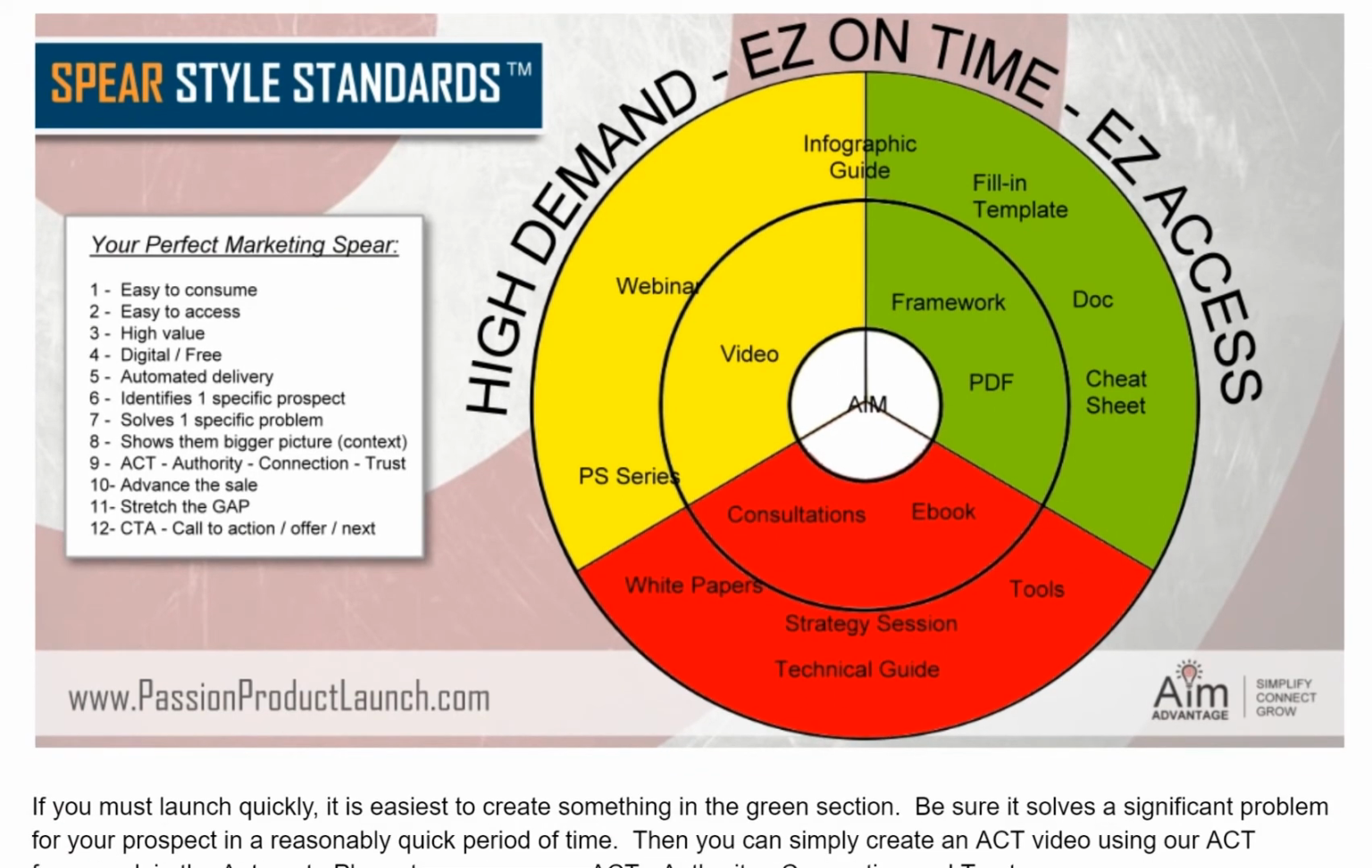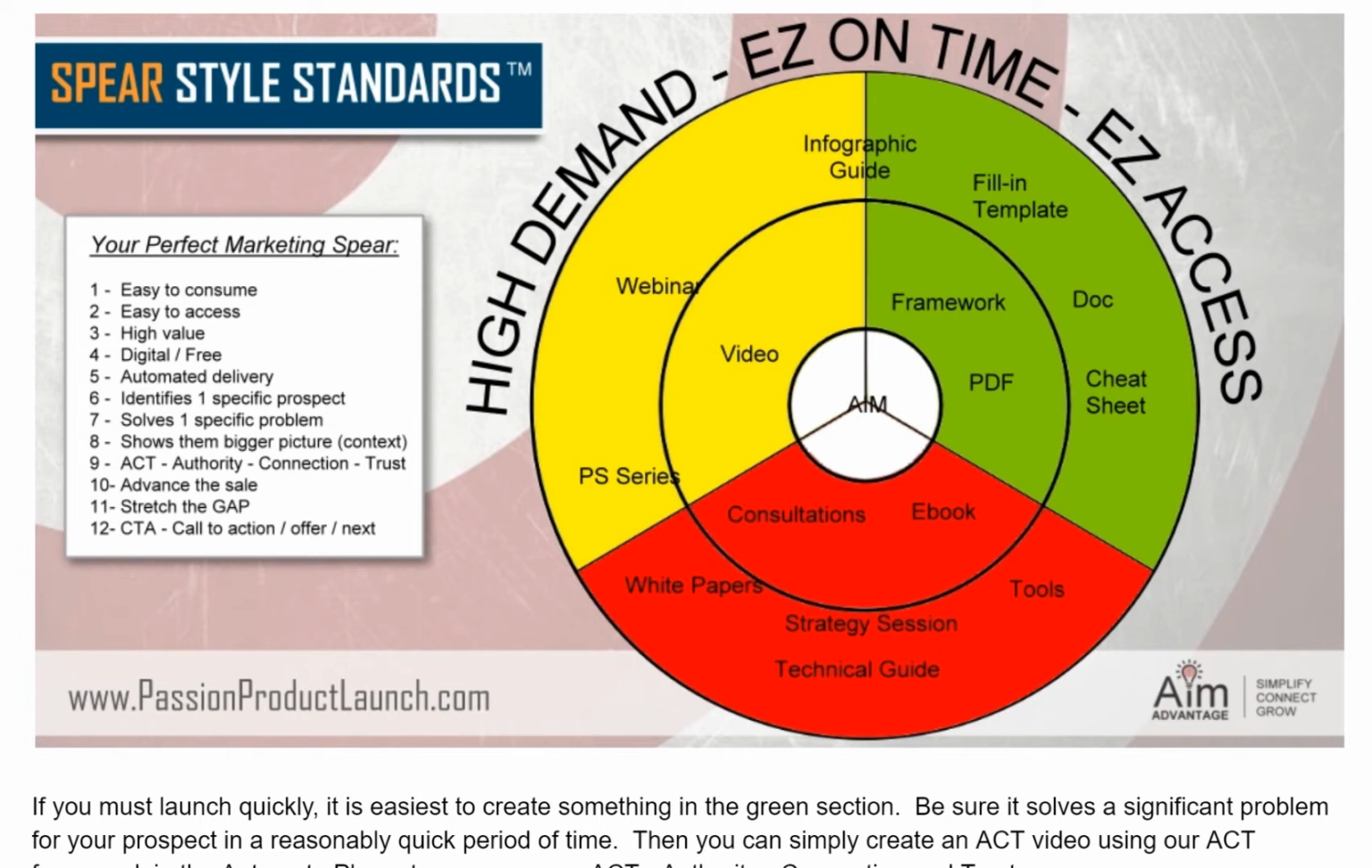So here's an overview of spear style standards. If you look at the green, yellow, and red circles, parts of the circle are pie chunks. Green is where you want to start, and this shows you which ones are easiest. They're highest in demand, they're easy on time for your prospect, and they're easy access. So we want something that's easy to consume, easy on their time, easy for them to access, and it's high demand. In other words, it gives them a quality solution in a format that's easy to consume, and it quickly helps them get clarity or move closer to a solution.